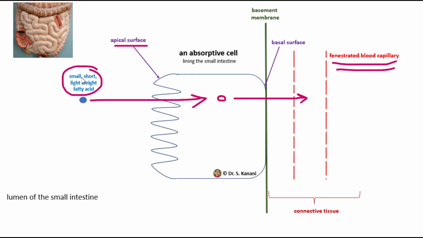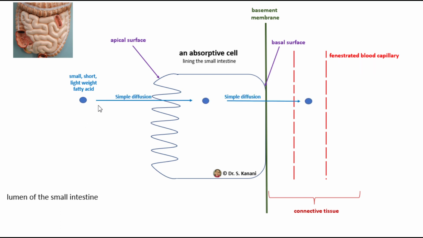These short fatty acids are water soluble, and very easily through simple diffusion they pass through the apical surface, and then again through simple diffusion pass through the basal surface and get absorbed into the bloodstream. So in general, we do not need to use any ATP hydrolysis, any energy, to absorb these short lightweight fatty acid molecules into the blood that we have here running through the fenestrated blood capillary.